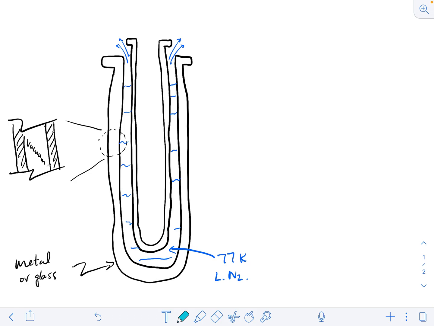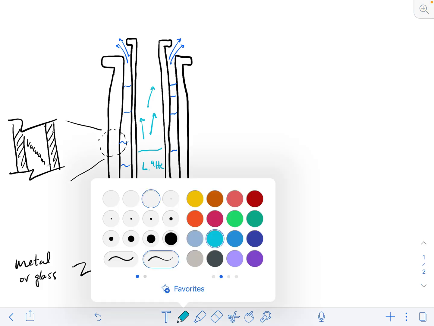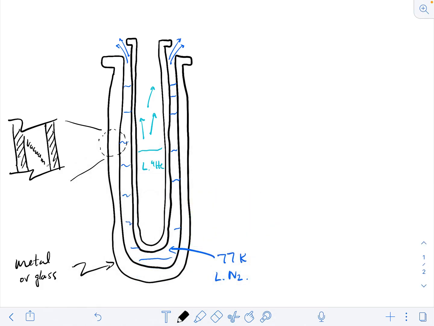Inside the other dewar, we're going to fill it with liquid helium. And again, helium will be evaporating off of the surface of the liquid, helium gas. And what we're going to do is, if that was just at an atmosphere of pressure, then the liquid helium would be at a temperature of 4.2 Kelvin.